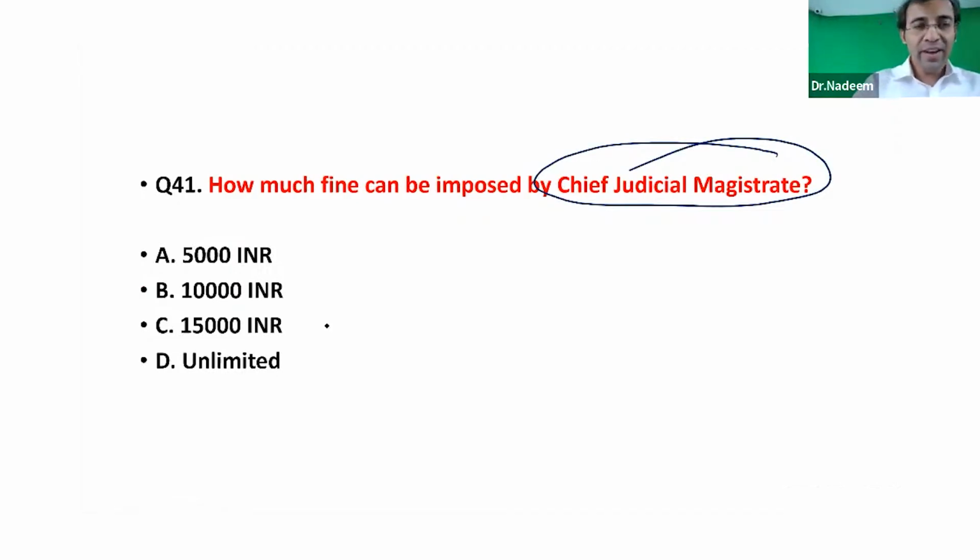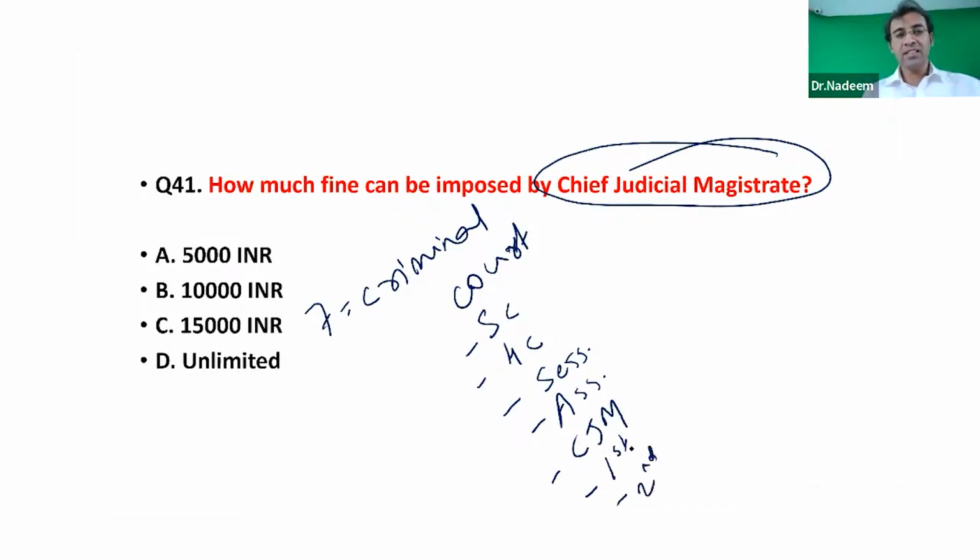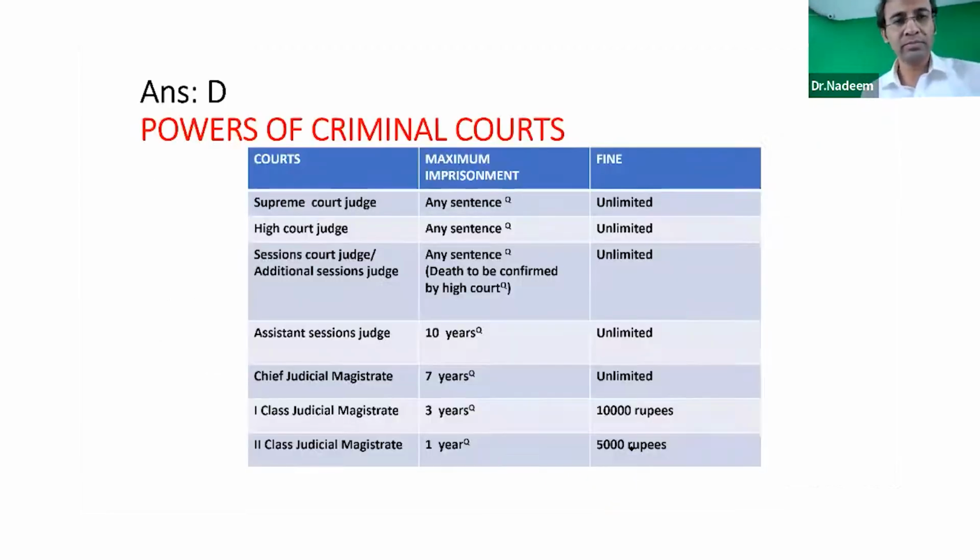Remember the hierarchy of criminal courts. Highest level, Supreme Court. After that, High Court. After that, Session Court. And then Assistant Session Court. And then Chief Judicial Magistrate, First Class Judicial Magistrate, and then Second Class. This is the hierarchy of the court. Now, do understand how much fine they can impose.